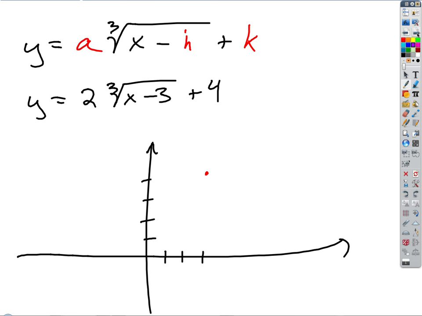Cube roots, no problem. Cube roots are odd roots. There are no restrictions, are there? Right? So the domain is everywhere. What does that do to the function though? Well, it's basically the same.